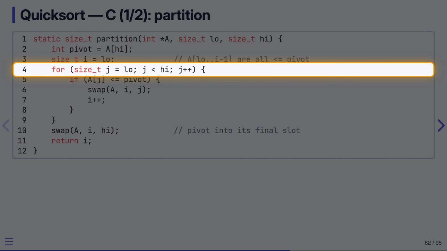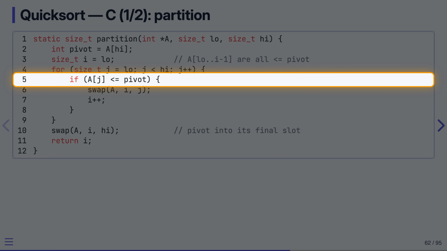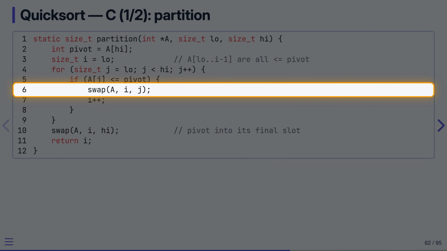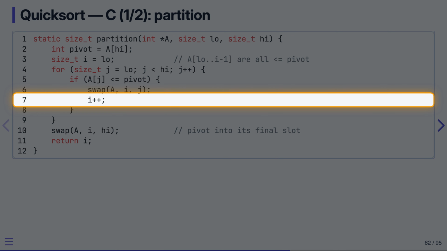The loop walks J from low up to high-1. Notice it stops before high because high is the pivot itself. If A at J is less than or equal to the pivot, it belongs in the small region. So we swap it into position I and move the boundary up by 1.